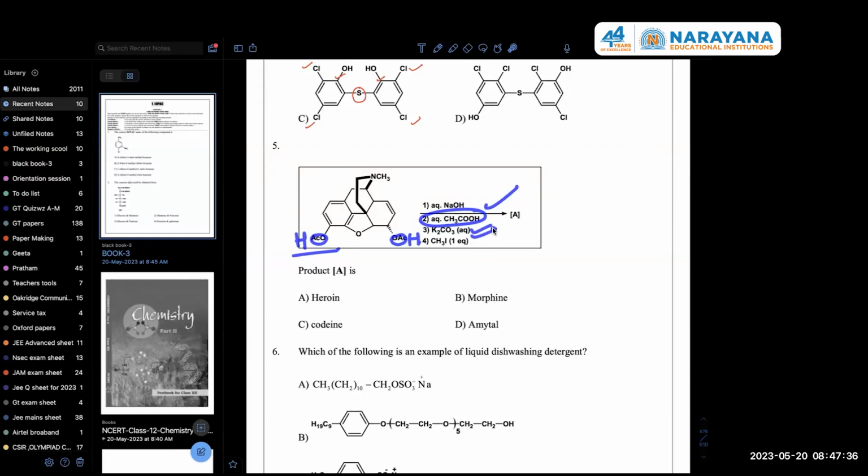K2CO3 is a normal base, so it will remove the most acidic H. Now it becomes O minus again, attacks CH3I, and as it is one equivalent, OCH3 forms. So for MHC: morphine, both are OH. Heroin, both are OAc. Codeine, one OCH3, one OH. So this compound is basically codeine.